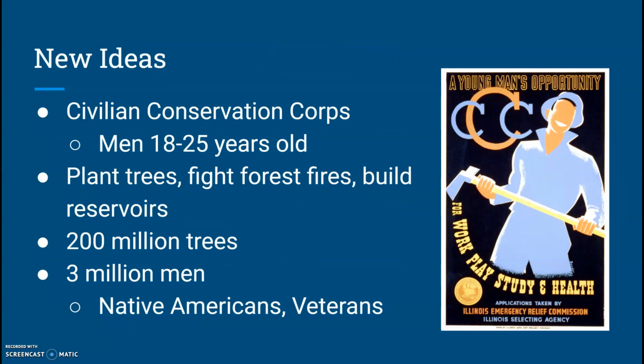Other primary ideas would be the CCC, Civilian Conservation Corps, where men of 18 to 25 years old who could uproot themselves could plant trees, fight forest fires, and build reservoirs. They planted over 200 million trees, featuring 3 million men, some of which were Native Americans on reservations, and some of which were veterans from World War I.